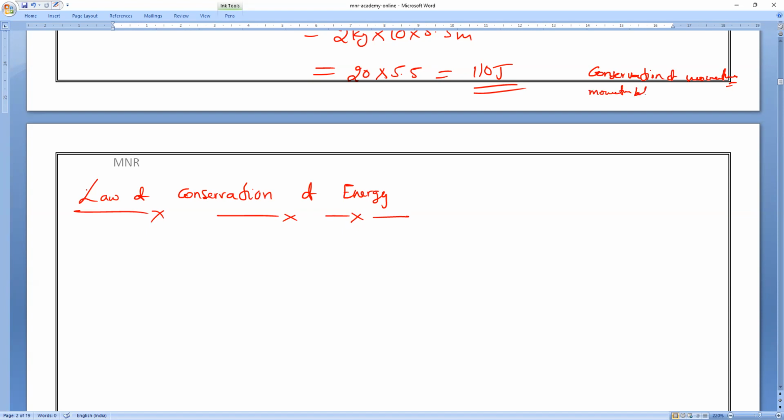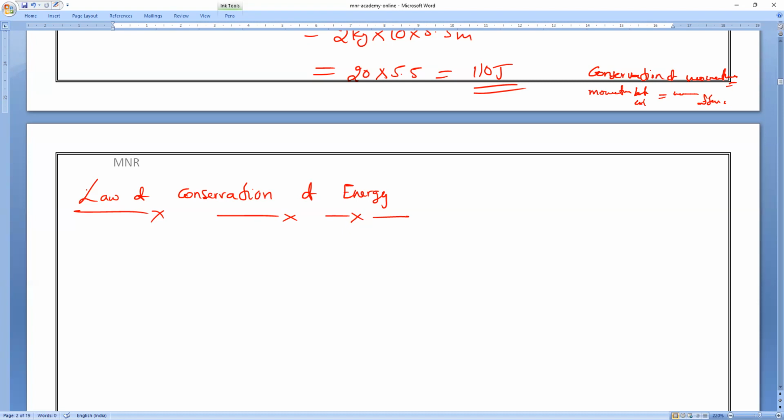Momentum before collision is equal to momentum after collision. In the same way, the law of conservation of energy means: remember, energy can neither be created nor be destroyed, but it can be transformed from one form of energy into another form of energy. That is what we call the law of conservation of energy.